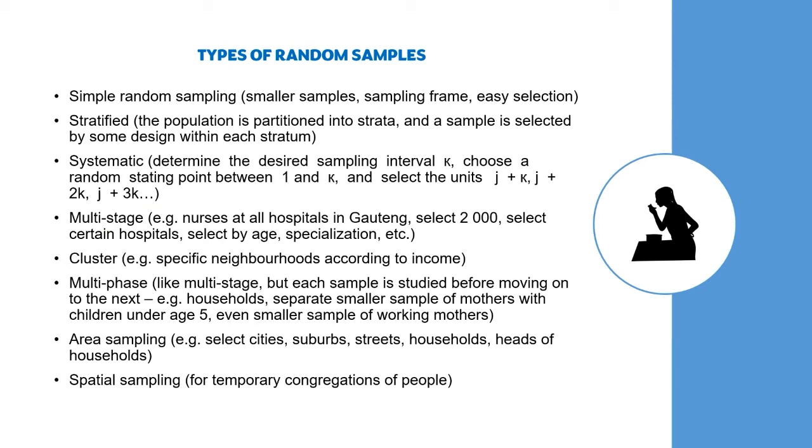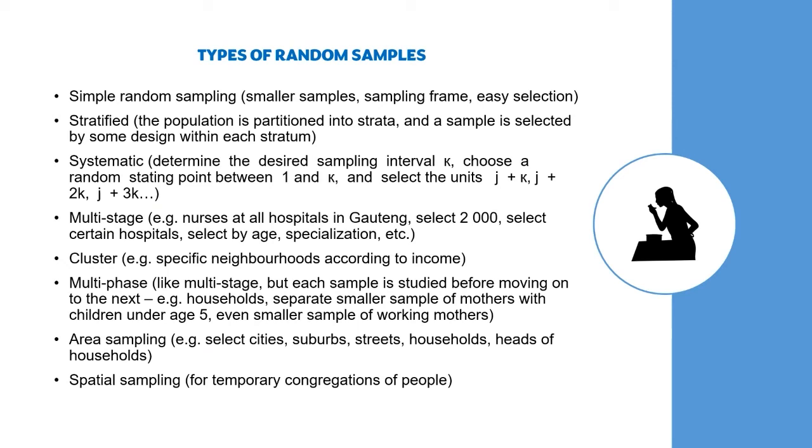Stratified is where your population is stratified into strata and a sample is selected randomly in each stratum. Systematic sampling, again, you need to have a sampling frame. You list the elements. You start at a random number and then you pick in a fixed interval until you have the given number of units.